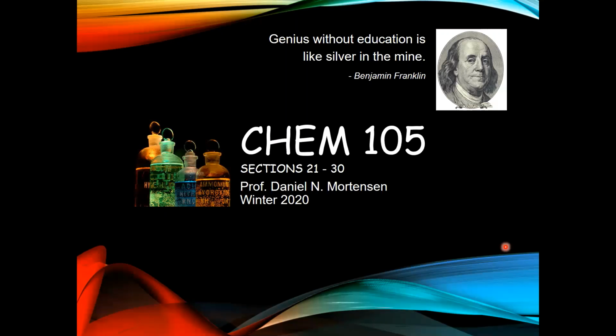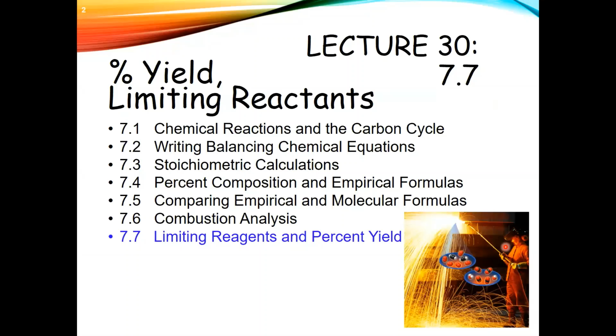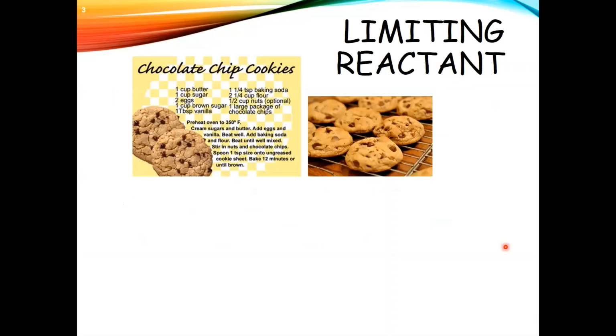Today we will be talking about things having to do with chemical equations. Specifically, we're going to be talking about percent yields and limiting reactants. And I'll detail what those are in a sec, but we're going to start out with limiting reactants.